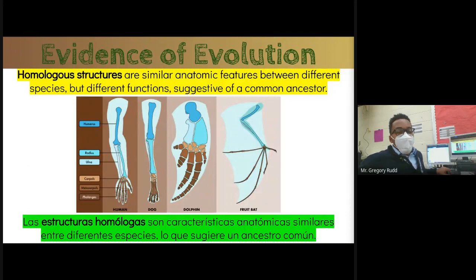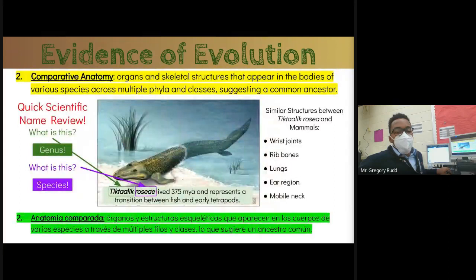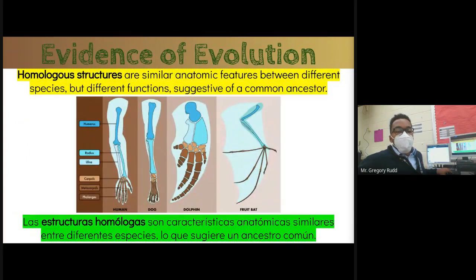All right. The third type of evidence is called homologous structures. Wait, no, I'm sorry. This is not the third type, but this is just kind of another way to say comparative anatomy. So homologous structures are similar anatomic features between different species. They might have different functions, but because they have similar structures, they suggest a common ancestor.